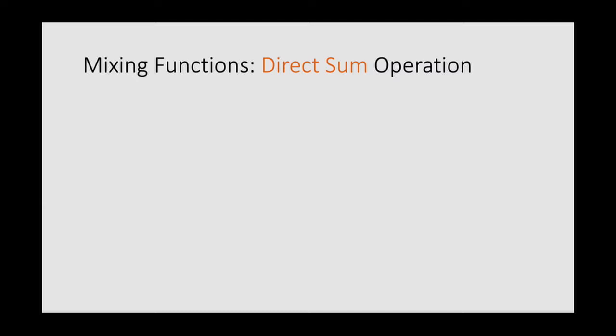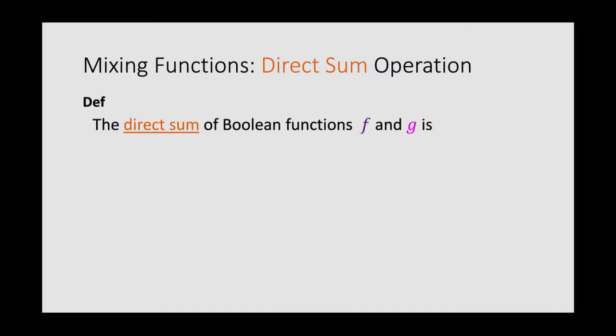We're going to mix functions using a very classical tool, which is a direct sum. So if you have some function f and some function g, the direct sum of these two functions, or at least the direct sum that I care about, there's various notions of direct sum, is just going to be the AND of these two functions on different inputs. So you have an input x and input y. They're not related. And I'm interested in f of x anded with g of y.